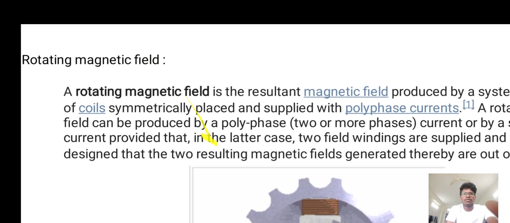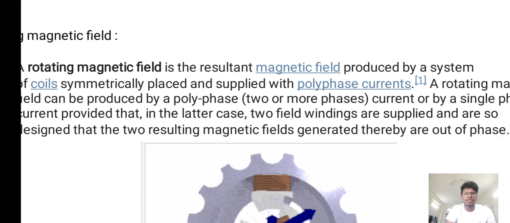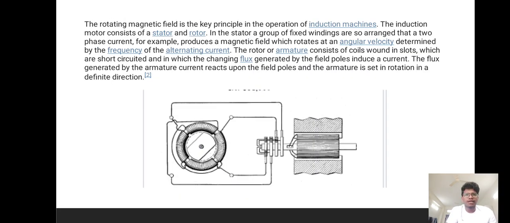Rotating magnetic field. A rotating magnetic field is a resultant magnetic field produced by a system of coils symmetrically placed and supplied with polyphase currents. A rotating magnetic field can be produced by a polyphase, two or more phases, current, or by a single phase current, provided that in the latter case, two field windings are supplied and are so designed that the two resulting magnetic fields generated thereby are out of phase. The rotating magnetic field is the key principle in the operation of induction motors.